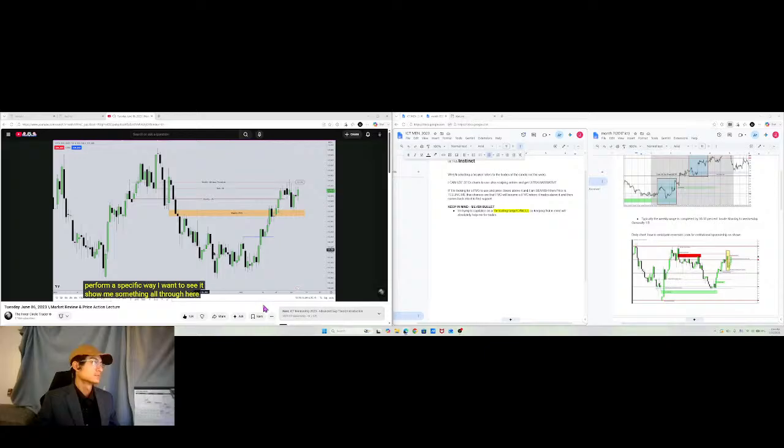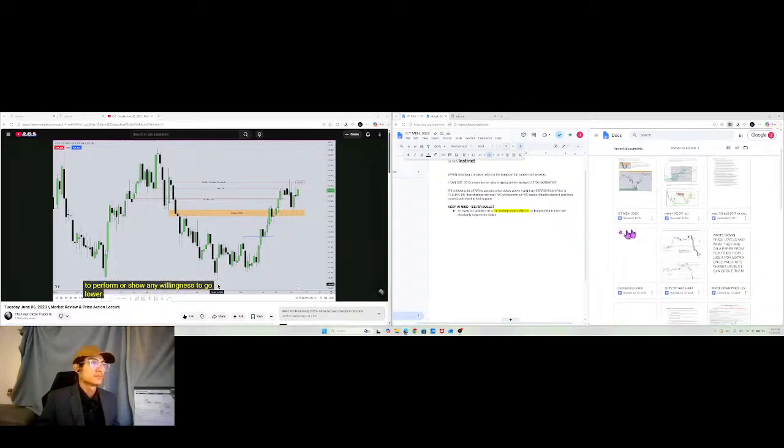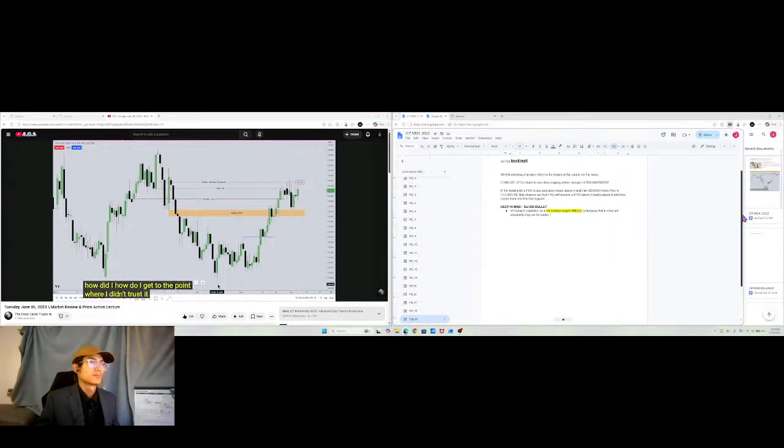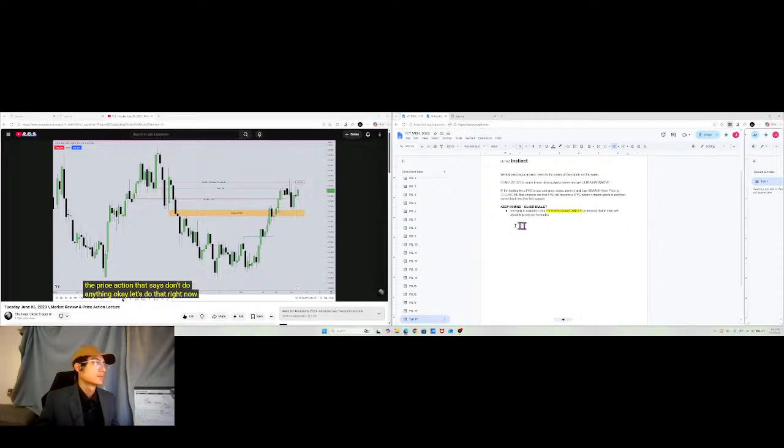I want to see it show me something. All through here, I wanted to see the dollar go lower. I expected it to take out that low. But because it was showing an unwillingness to go lower, how did I get to the point where I didn't trust it? Talk about how when we don't want to take a trade, when there's something in the price action that says don't do anything. Okay, let's do that right now.